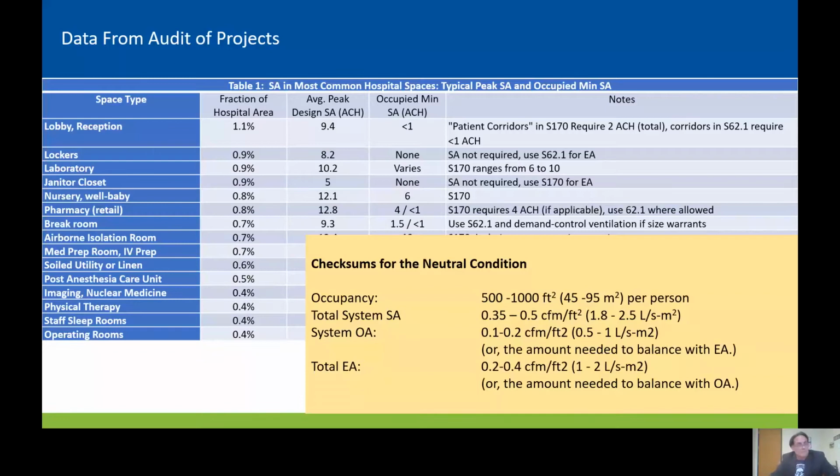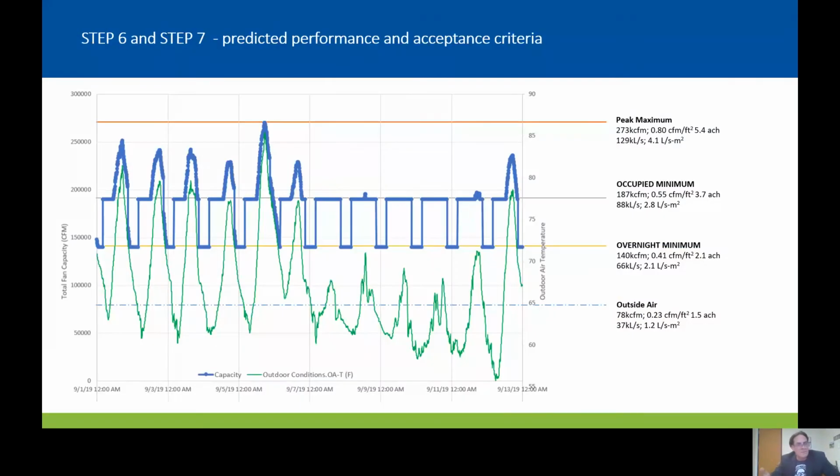Based on the set of data and a code analysis of that set of data, we can look at some of the checksums for the neutral condition or the code minimum condition. So your occupancy should be somewhere between 500 and 1,000 square foot per person. That's even lower than it was during the day. Total system supply air, as we mentioned before, should be able to turn down to about 0.35 to a half a CFM per square foot. The outside air and the exhaust air you need to balance out with each other, and so in most cases you wind up at about 0.2 or 0.25 CFM per square foot to achieve that balance.